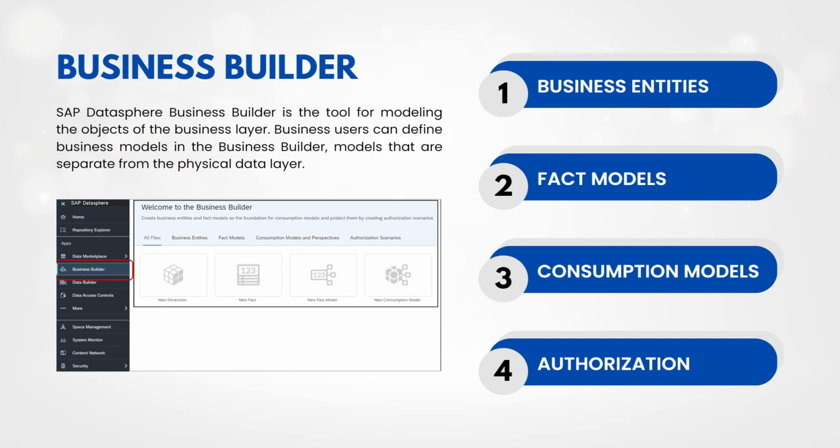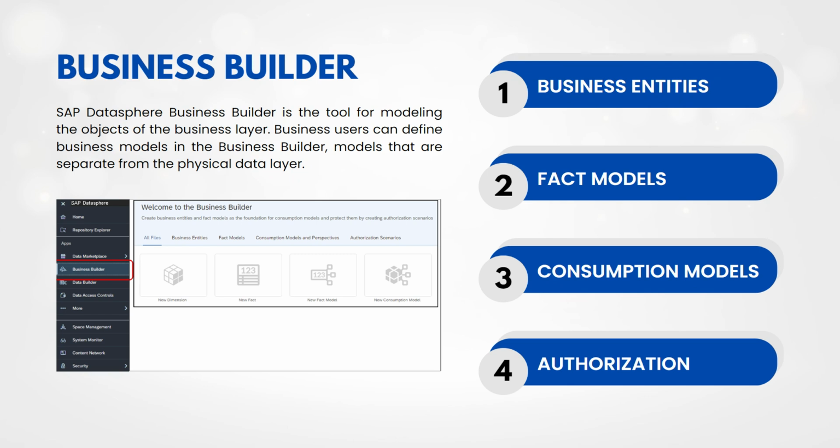But the business layer contains the business entities and the models that represent the business concepts like sales performance or forecasting. So these entities are connected to the physical data but abstracted to focus on the business needs.